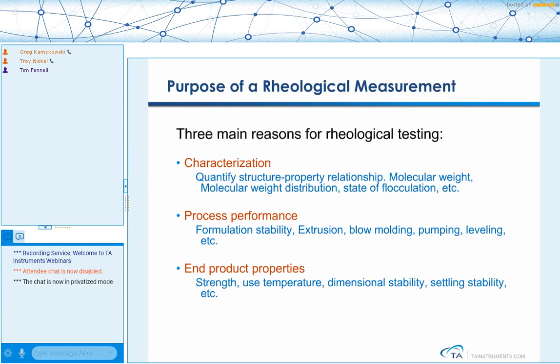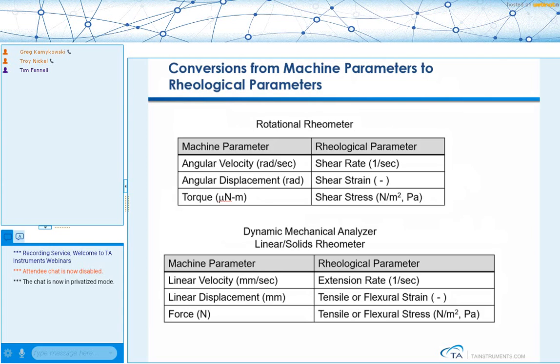We also do rheological testing to get an idea of the processability that we would expect of our material when we're trying to use it in real-life applications like extrusion, blow molding, pumping, and operations like that. And finally, we use rheological testing to enable us to determine the end-use properties of our material. How strong is it, and what's the temperature range over which we can use the material and not have it fail?